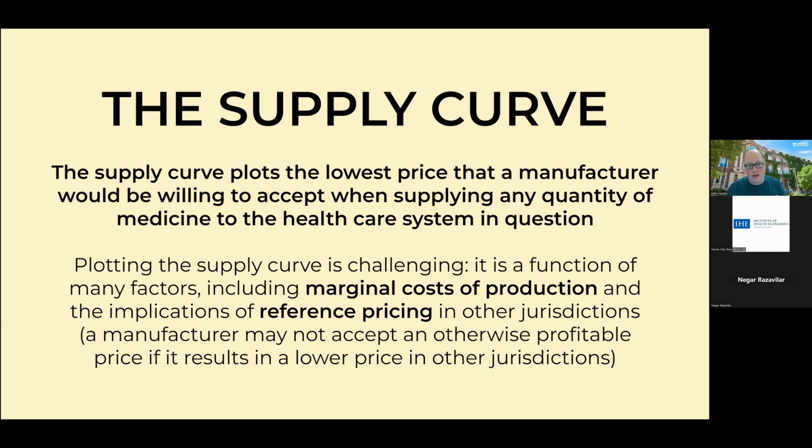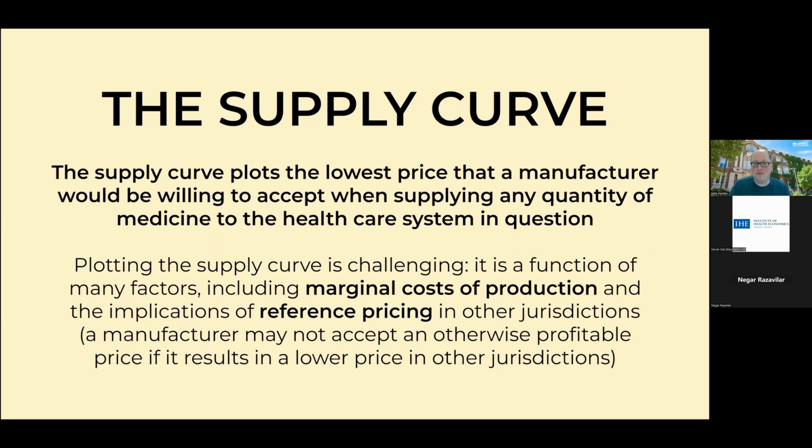And plotting the supply curve is challenging. It's a function of many factors, including marginal costs of production. So a basic result from microeconomics would be that the manufacturer is not going to supply if the marginal costs of production are not being met. If they're making a loss on every medicine they supply, that's obviously too low. But I think the supply curve is actually above marginal cost for a number of reasons.